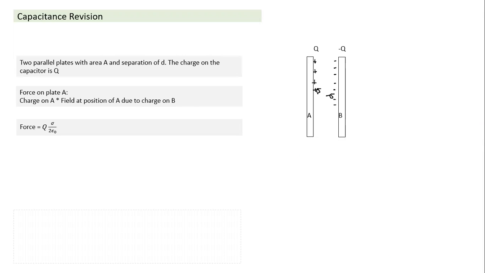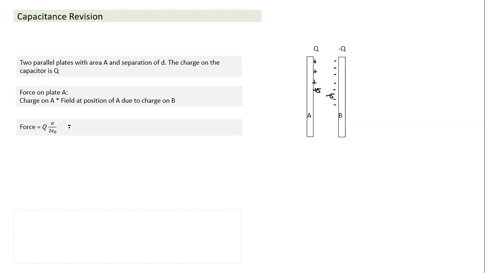And when we calculate field here, now we are ignoring, see, it will not create a field on itself. Hence, we are calculating field only due to one sheet charge. If it is one sheet charge, the field will be equal to sigma by 2 epsilon naught. So what is the force on plate A? The total charge on plate A multiplied by field created by charge on plate B, sigma by 2 epsilon naught.